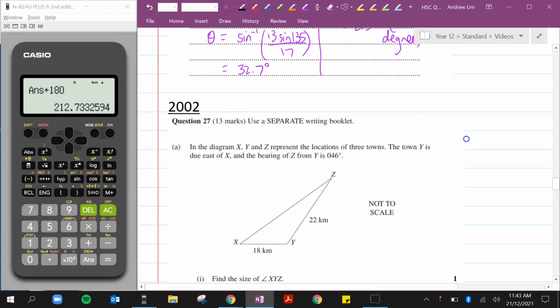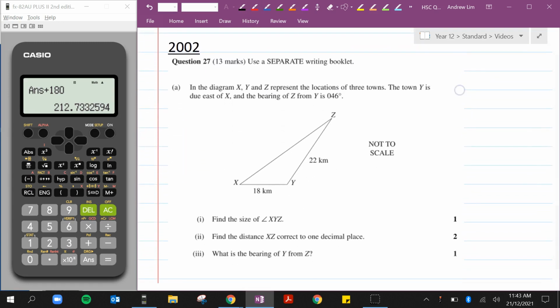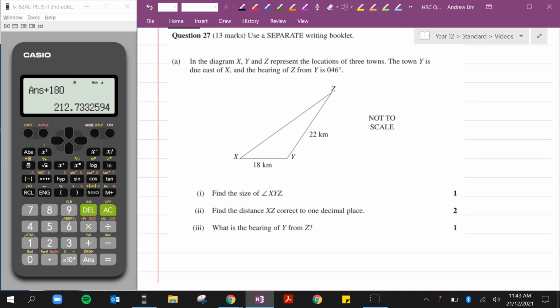Alright, question 27a from the 2002 paper. In the diagram, X, Y, and Z represent the locations of 3 towns. The town Y is due east of X, and the bearing of Z from Y is 46 degrees. So the bearing of Z from Y, so north of Y, that there is 46 degrees. Find the size of angle XYZ.